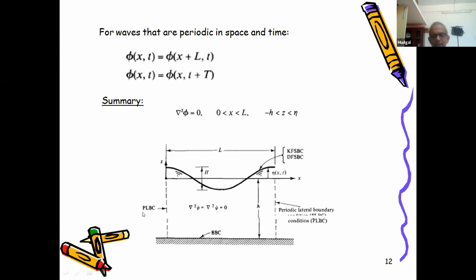So you have the periodic lateral boundary condition on the two sides, the bottom boundary condition, and then the kinematic free surface boundary condition and the dynamic free surface boundary condition. So this is the summary. Now let's look at how to solve this problem.